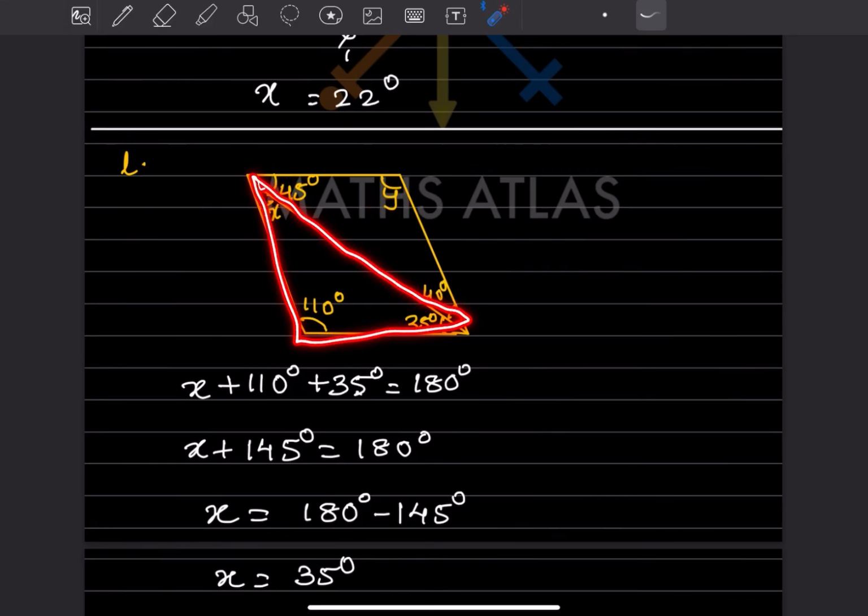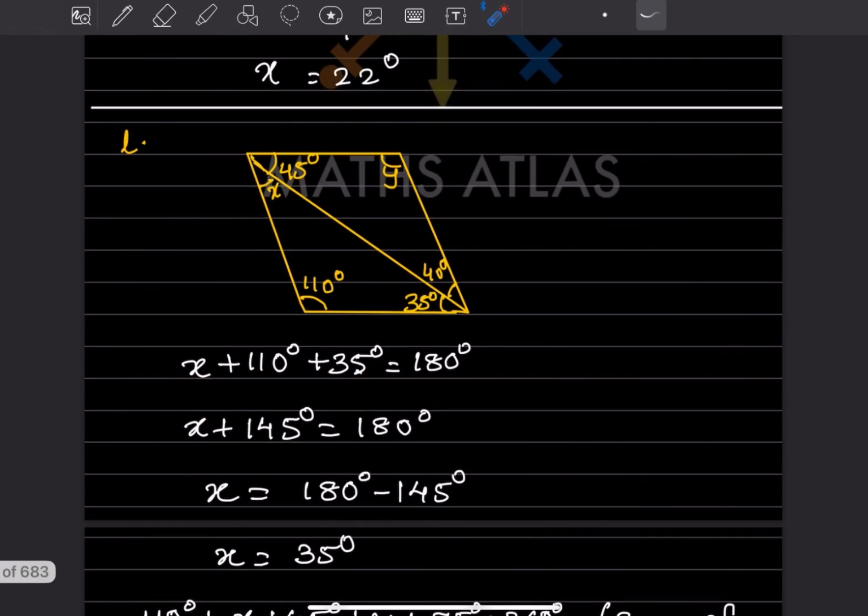So now we know in this one, these two angles we know, and we don't know the third one. So what we can write here, x plus 110 plus this 35. We are going to look for this triangle first. So now you see x plus 110 plus 35, that is going to be 180. So this will be x and this will be 145 is equal to 180. So x will be 180 minus 145. So x should be 35. So now we got this x as 35.